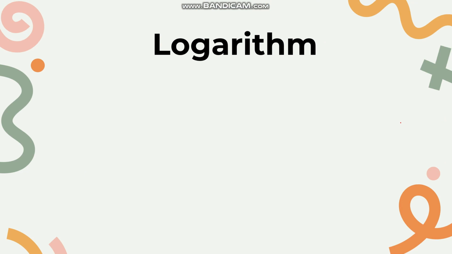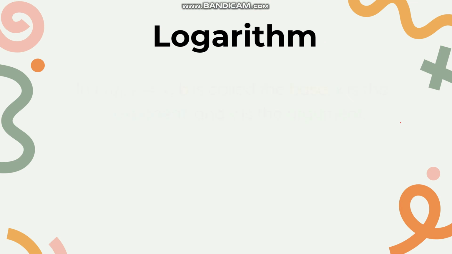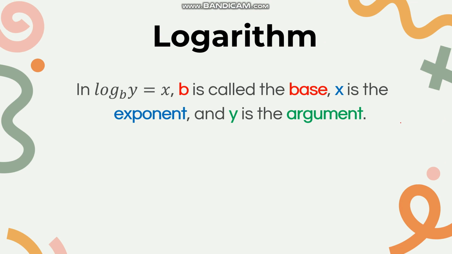Let us first define what a logarithm is. A logarithm is the power to which a number must be raised in order to get some other number. So in short, in logarithm, we are identifying the exponent that we will use in order to obtain a certain number. So again, for logarithms, we are concerned about the exponents. The form of a logarithm is this one, which is read as logarithm of y base b equals x.